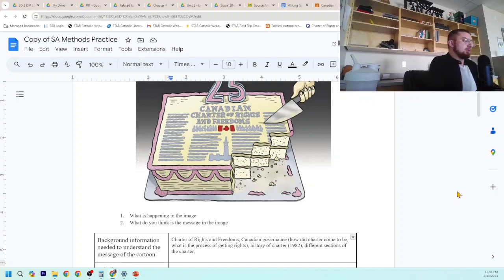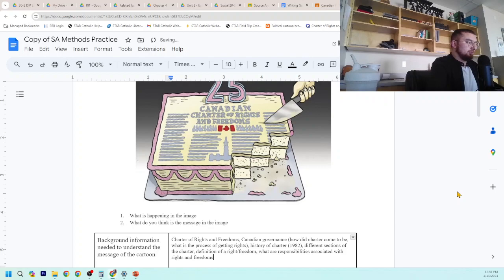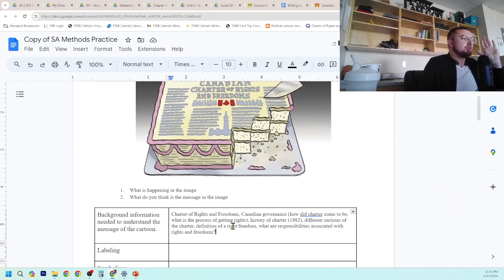Okay. How about this? Do you need to know what a right is? You need to know what a freedom is. Perhaps you need to know what responsibilities are. Okay. So this is something I mentioned in the morning. In your response, you don't necessarily have to address all of this that we just wrote down.